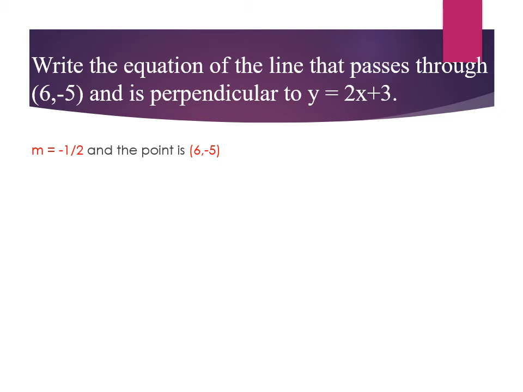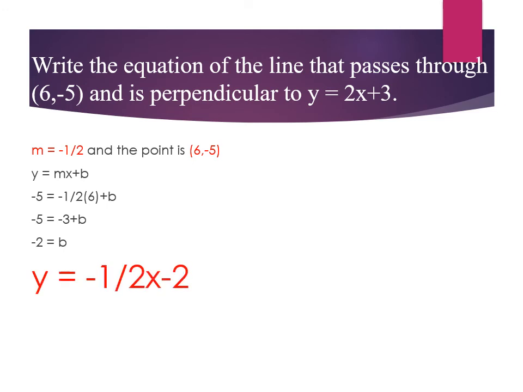Ready? All right, so hopefully you used slope-intercept form. You plugged negative 5 in for the y. You plug negative 1/2 in for the m, and you plug 6 in for the x. So negative 1/2 times 6 is negative 3. So then you have negative 5 equals negative 3 plus b. You add 3 to both sides. So now you know your b is negative 2. So your equation is y equals negative 1/2 x minus 2. This would be the equation of a perpendicular line that goes through that point.